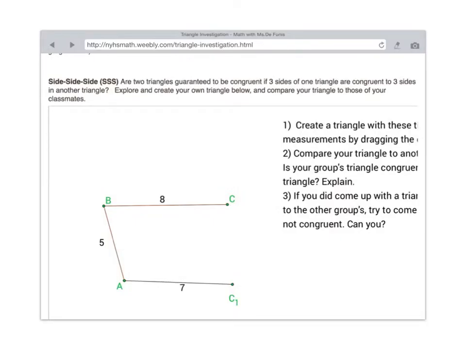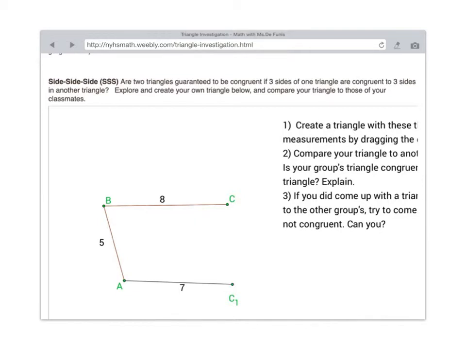So that was our goal today, to explore what is the minimum qualification, the minimum amount of information that forces triangles to be congruent. If you go to the website, it presents you with the different situations to explore to decide whether or not you have enough information to determine if triangles are congruent.